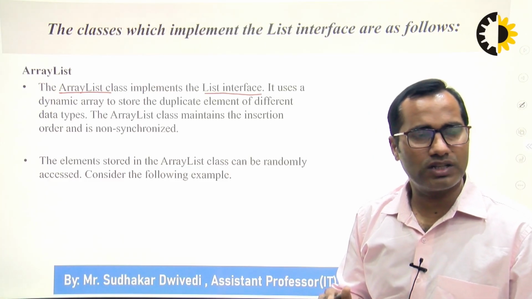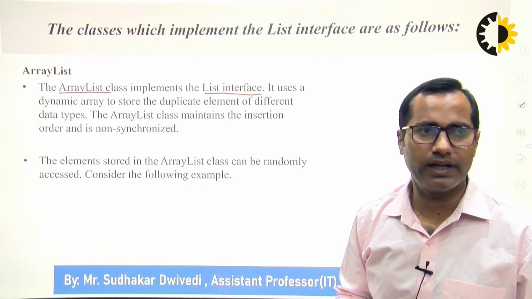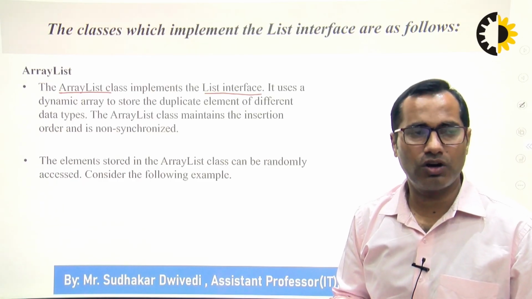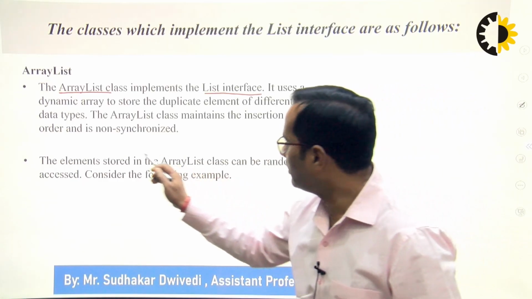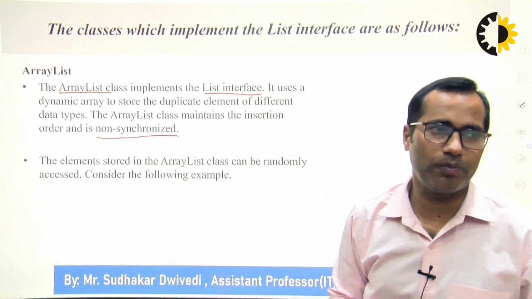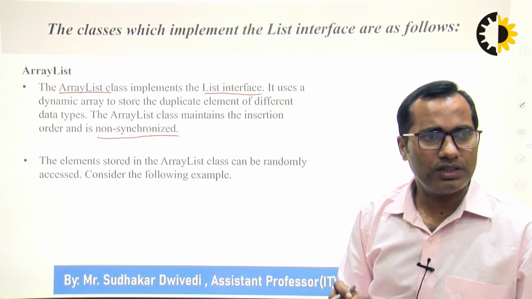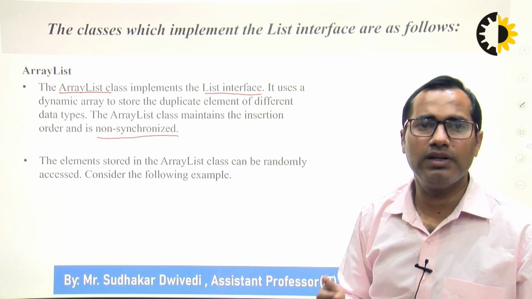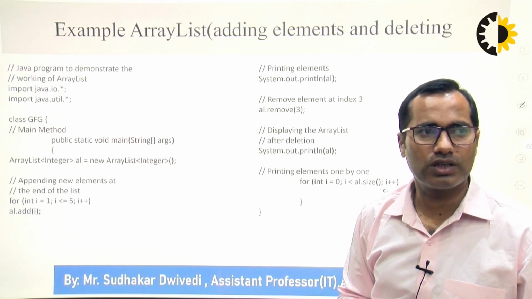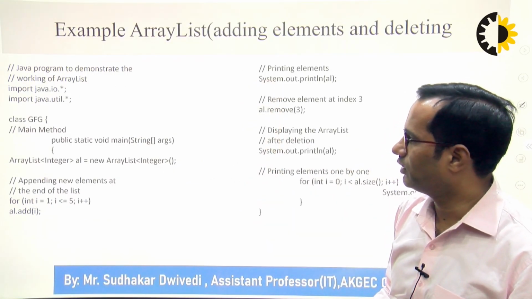And what is the difference between an array and an ArrayList? ArrayList is a dynamic array to store duplicate elements of different data types. The ArrayList class maintains the insertion order, and it is not synchronized, which we will study in our subsequent lectures. The elements stored in the ArrayList class can be randomly accessed. That means if we want to access the elements in random order, we can use this ArrayList. So here is one program that we can implement.